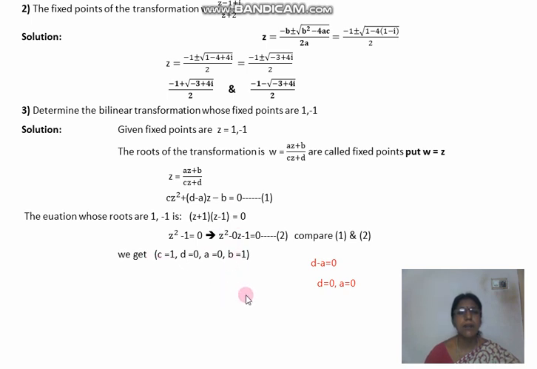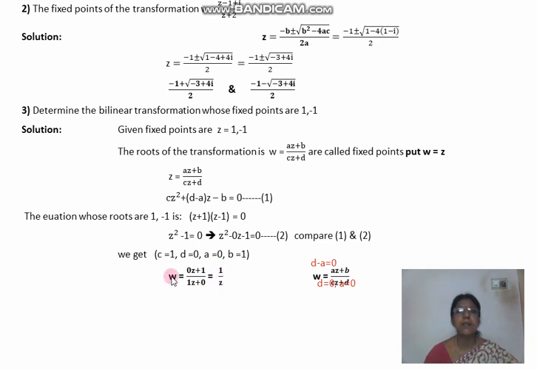Now what is the required Mobius transformation? That is W is equal to (AZ plus B) by (CZ plus D), which is the bilinear transformation. We need this transformation. What is the question? Determine the bilinear transformation. Now we have found these four values, so substitute these values in this function. This is the required Mobius transformation. Now substitute here: W is equal to (AZ plus B) by (CZ plus D) with the A, D, B and C values. You get 1 by Z, which is the required transformation.